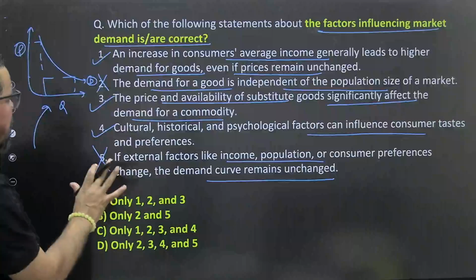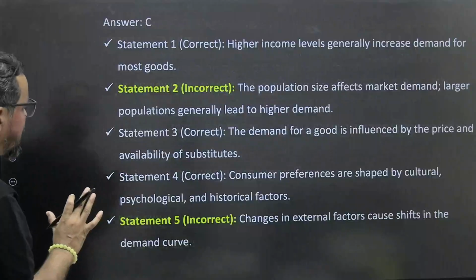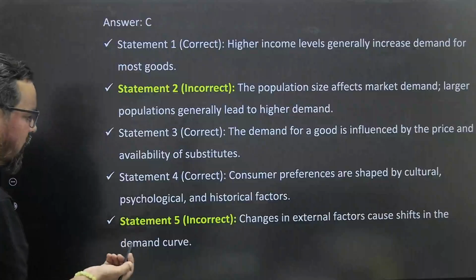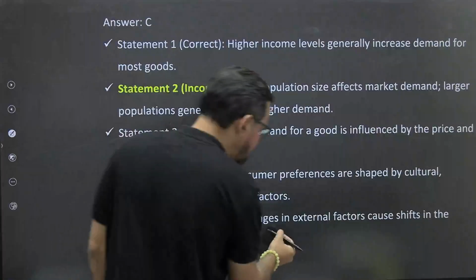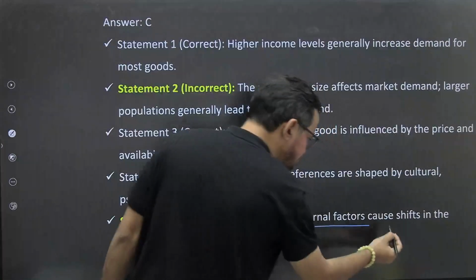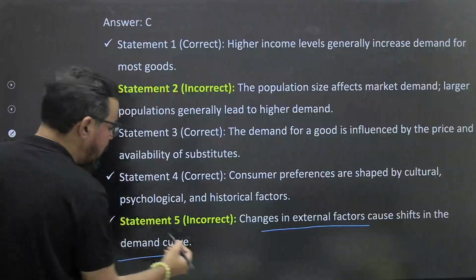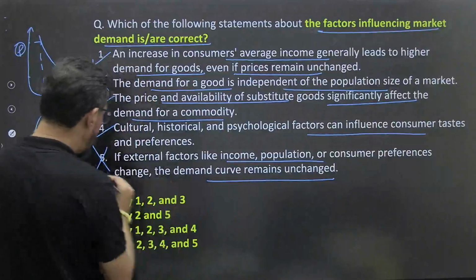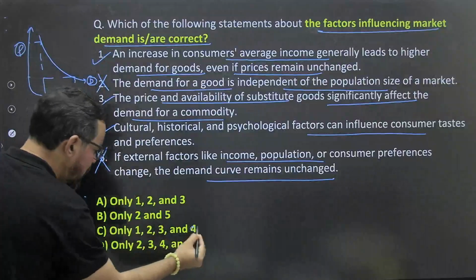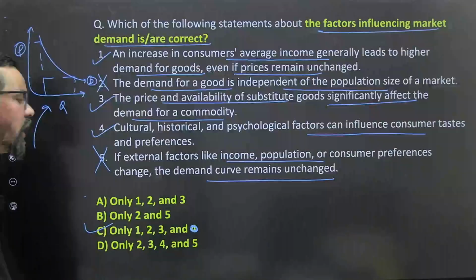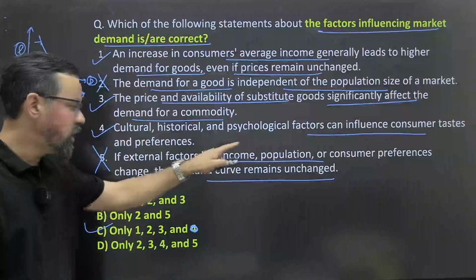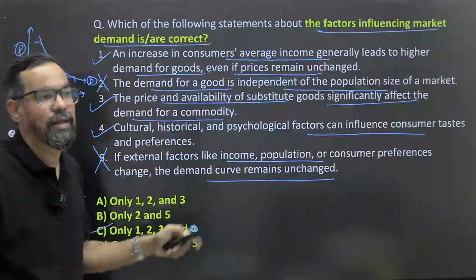If external factors like income, population or consumer preferences change, the demand curve is unchanged. There is some problem with this statement. Change in external factors causes a shift in the demand curve. Yes, it is clearly mentioned here. They have mentioned the demand curve remains unchanged. No, this statement is wrong. So if it is C, you have to do it this way. Okay, so this is the one. This is a wrong statement, because if these change, this will also change, right? It is as simple as that.